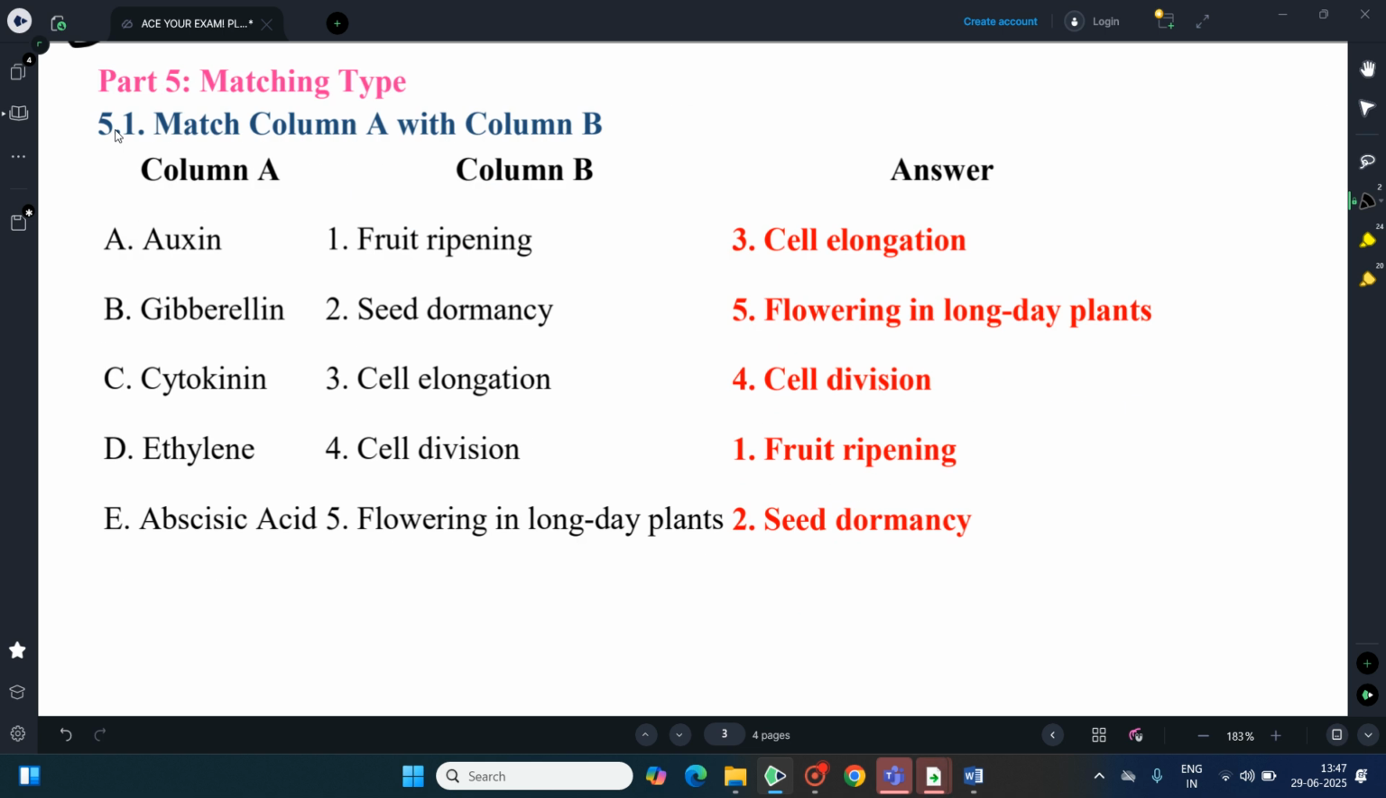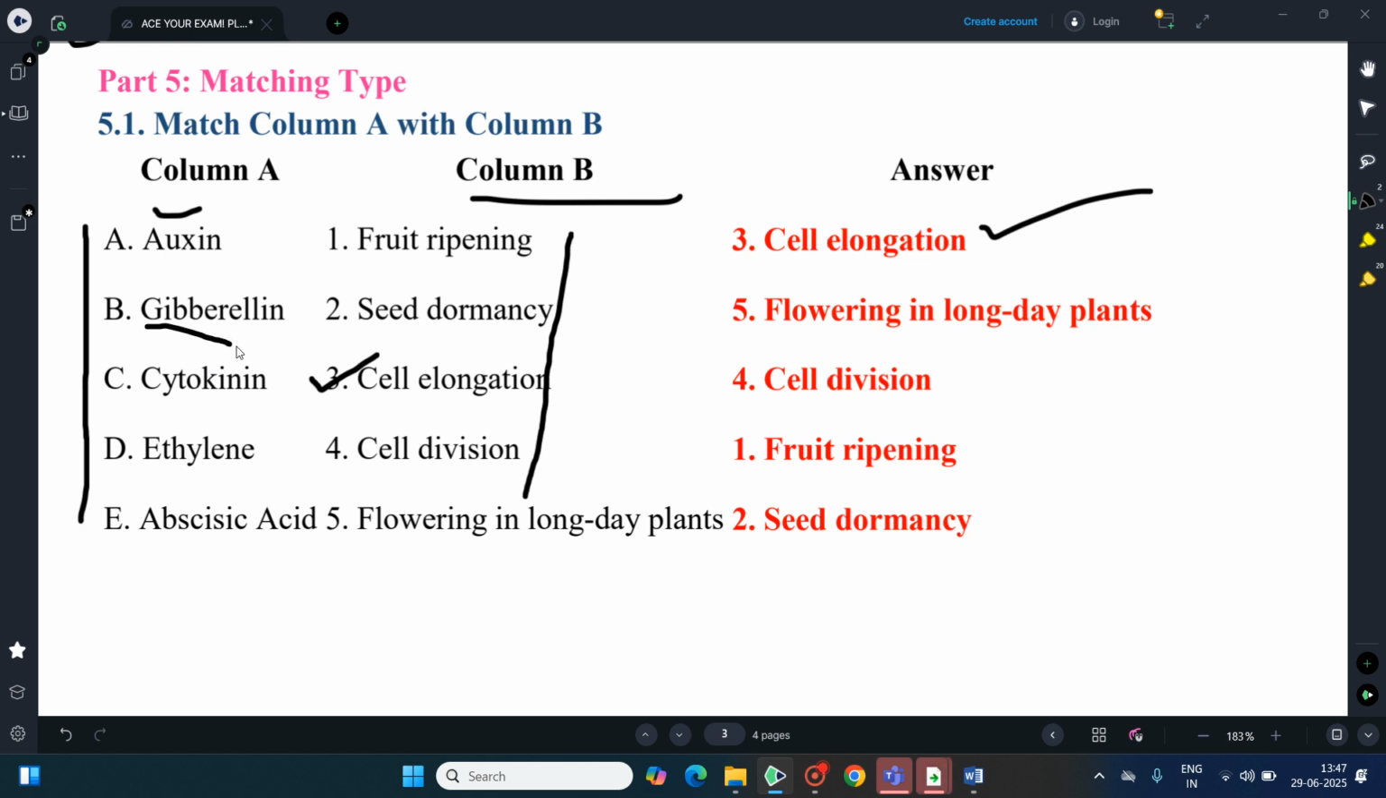We have two sets, and first we will see the first set. In the first column, I have listed 5 questions, and in the second column, column B, the answer is being given against each question. So auxin is responsible for cell elongation. That is the correct match.